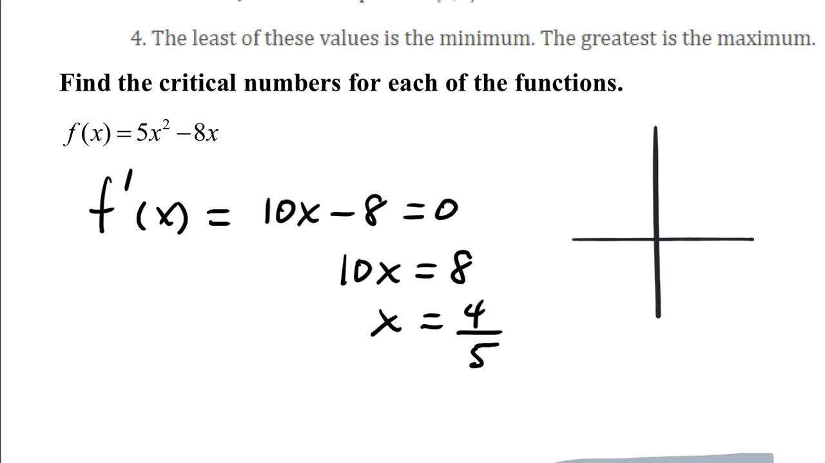But our function, because it opens upward, we have a parabola opening upward. Sorry, y'all, I was trying to do a couple things at once, and I'm not the best at multitasking. This 4/5 occurs where the graph hits its minimum. In algebra, you call that a vertex.